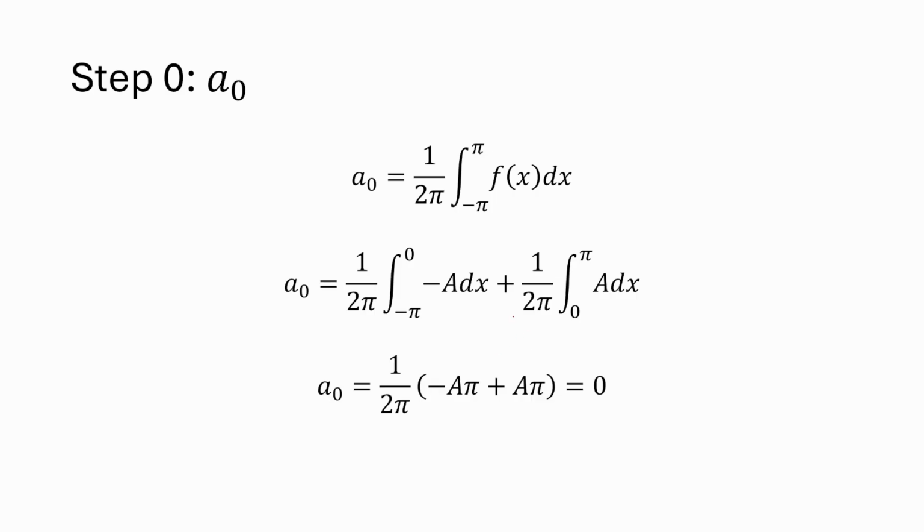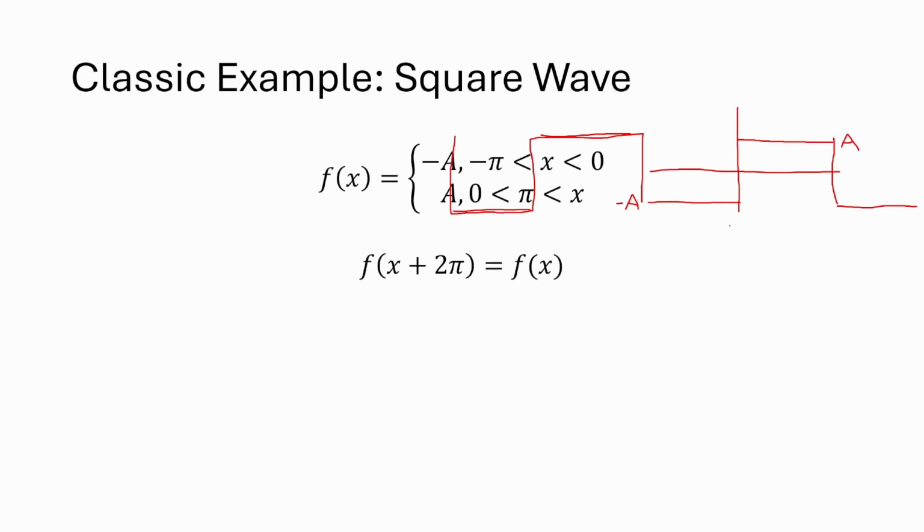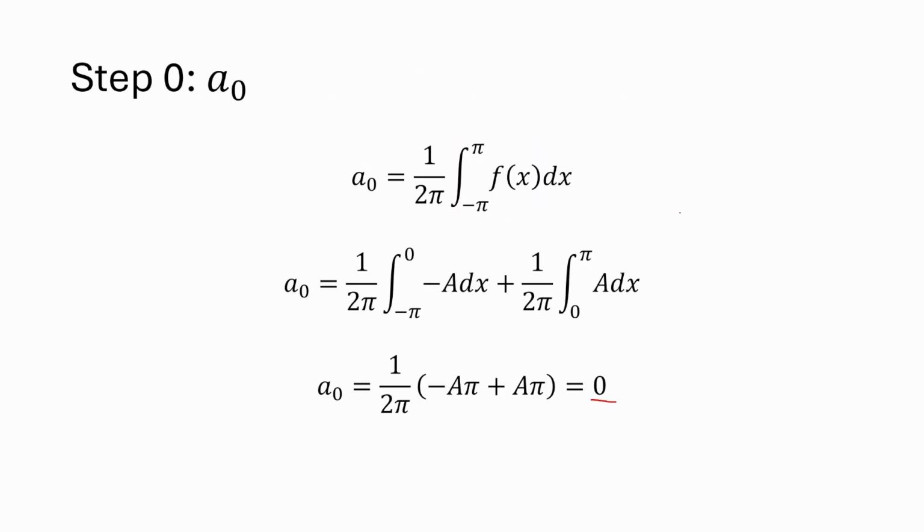Then when I evaluate the integrals, integrating a constant is pretty easy, and I put in my bounds, and then I get 0, which is no surprise whatsoever because 0 is the average value of this function. It spends equal amounts of time above and below the axis. Okay, so our constant term is 0. That's the average value.